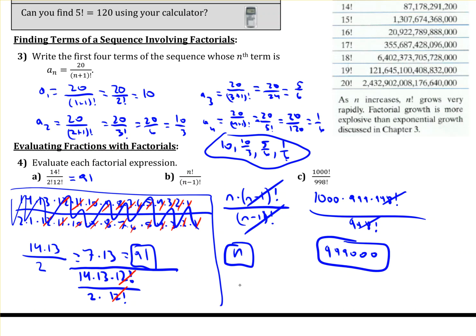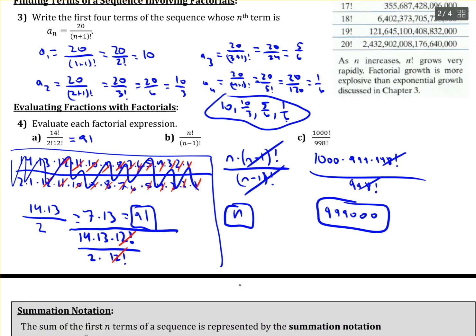Our calculator tries to evaluate what 1,000 factorial is first, which is humongous. I cannot express how big of a number that is. That is thousands of orders of magnitude bigger than the number of particles in the known universe. So that number is absolutely massive.